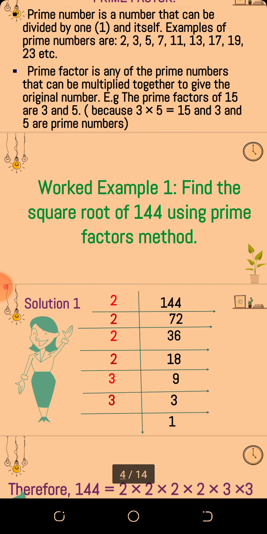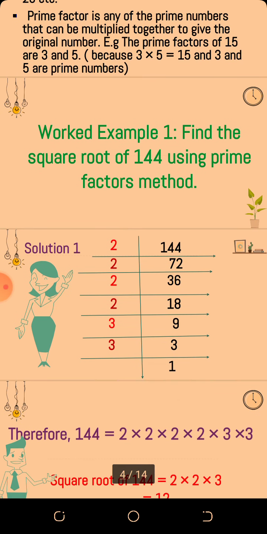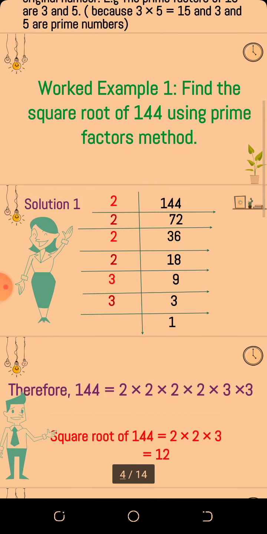A prime factor is any of the prime numbers that can be multiplied together to give the original number. For example, the prime factors of 15 are 3 and 5 because 3 times 5 gives us 15. 3 and 5 are examples of prime numbers. Worked example 1. Find the square root of 144 using the prime factors method.